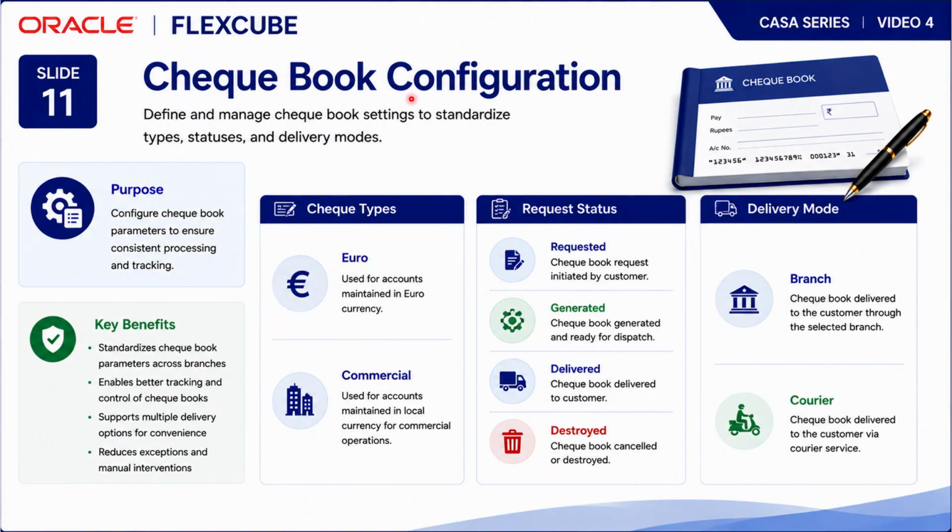Checkbook configuration. Oracle FLEXCUBE supports multiple checkbook configurations. Checkbooks can be categorized into different types such as Euro and commercial, depending on business requirements. Each request progresses through different statuses including requested, generated, delivered, and destroyed. Delivery can be performed through the branch or by courier. This configuration provides flexibility throughout the checkbook lifecycle.